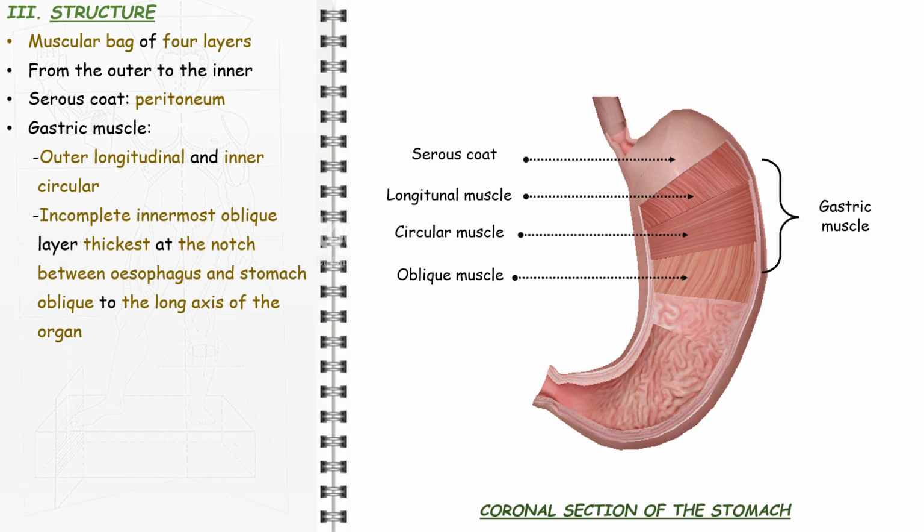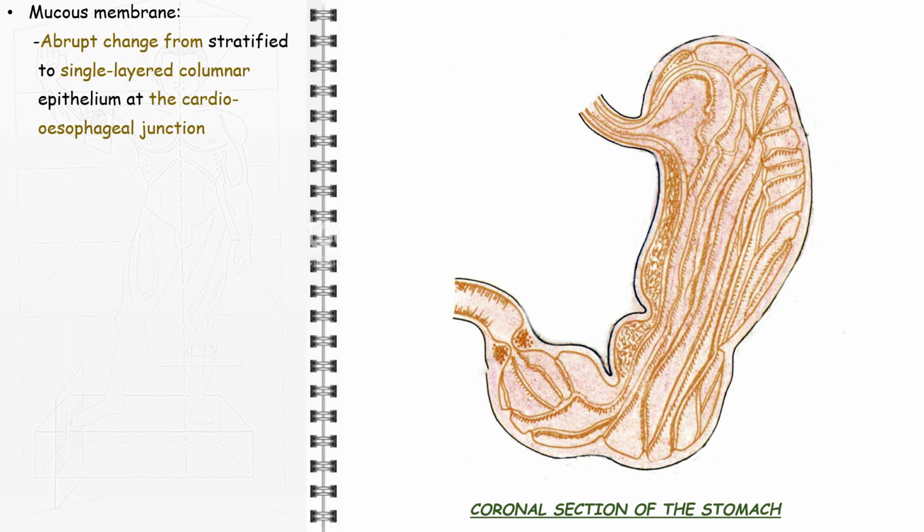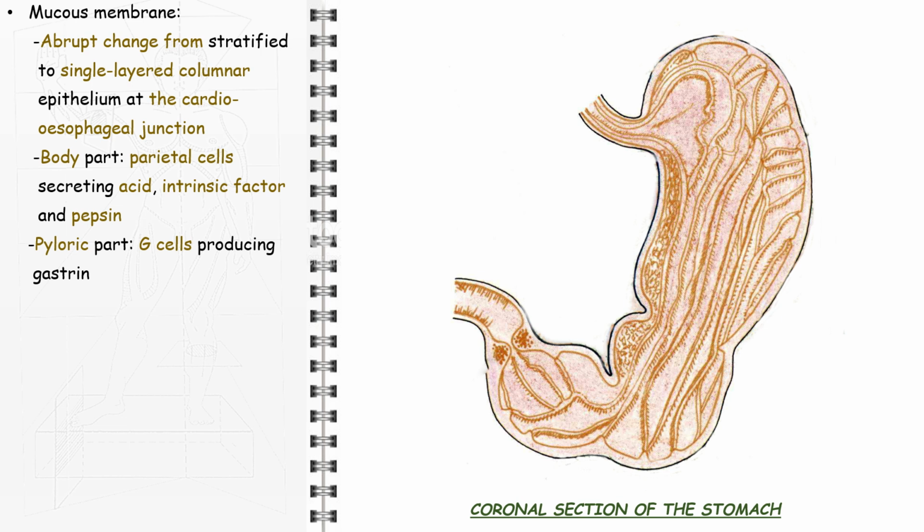The submucosa contains tubular glands reunited by lax connective tissue containing vessels and nerves. The mucous membrane of the stomach is thick and resistant. It changes abruptly from stratified to single-layered columnar epithelium at the cardio-esophageal junction. Its body part contains parietal cells secreting acid, intrinsic factor and pepsin. Its pyloric part contains G cells producing gastrin. There is no landmark on the external surface to signal the change.